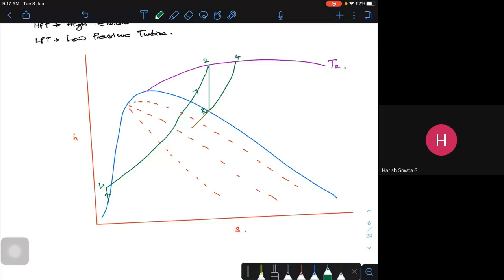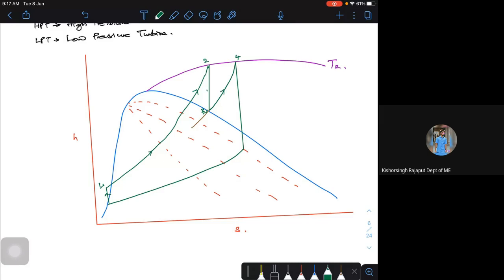Then I'm going to expand it. I may be expanding to some dryness fraction line. If I would have expanded without any kind of reheating, I would have reached a point, which I will show also. This is what I'm going to the condenser. So this is the condenser pressure, and I'm going to reject the heat in this particular process. So this is the path I'm going to follow.